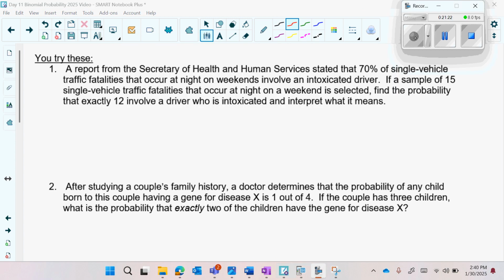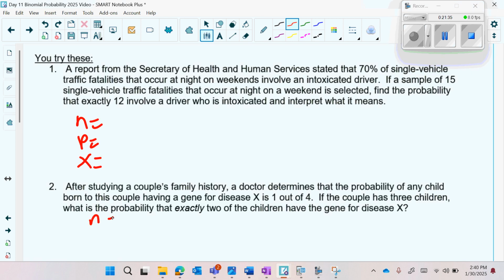So I want you guys to try these. The next two, when you see them, I want you to at least first underline the key information and identify the N, P, and X. And I'm telling you that these are both binomials, so you don't have to check the parameters for it. So just circle the key information and tell me what's N, what's P, what's X, and then find the probabilities, and we will check them now.